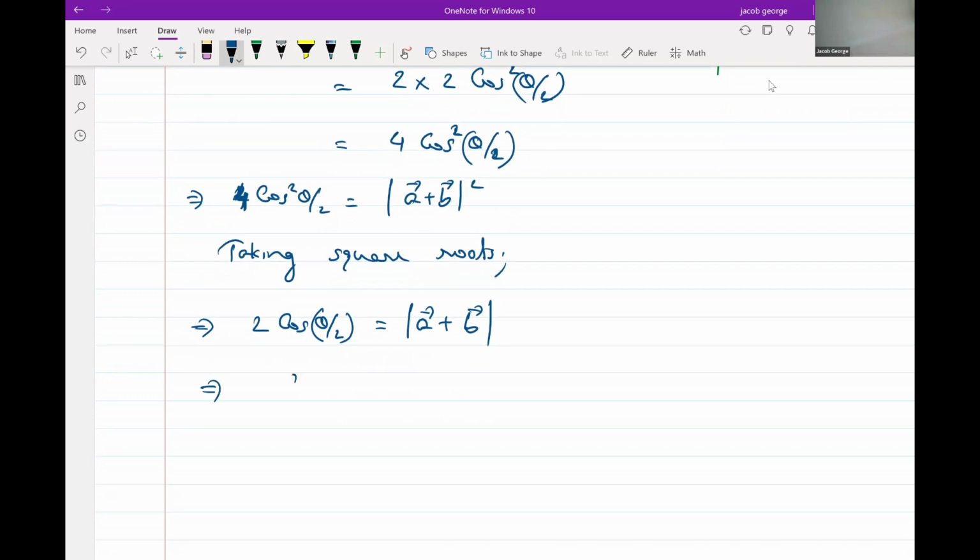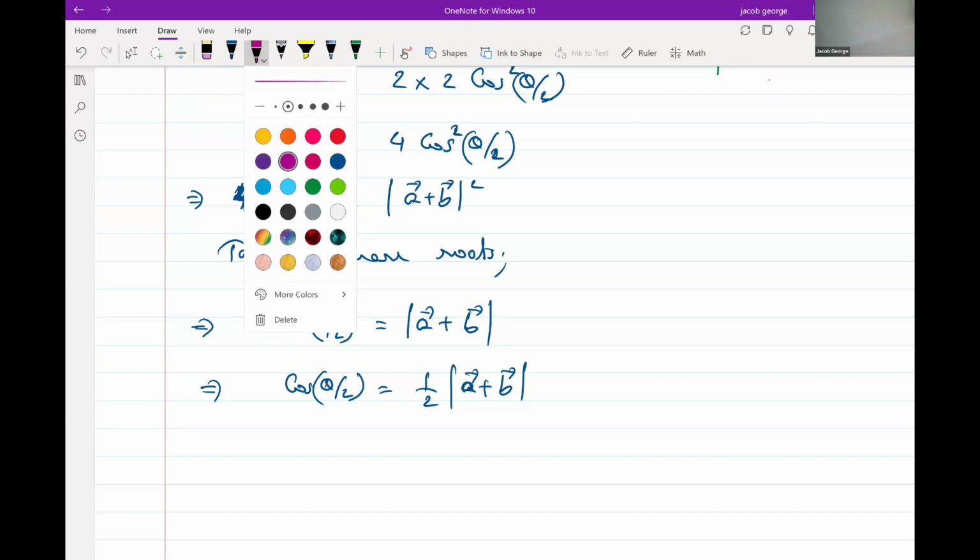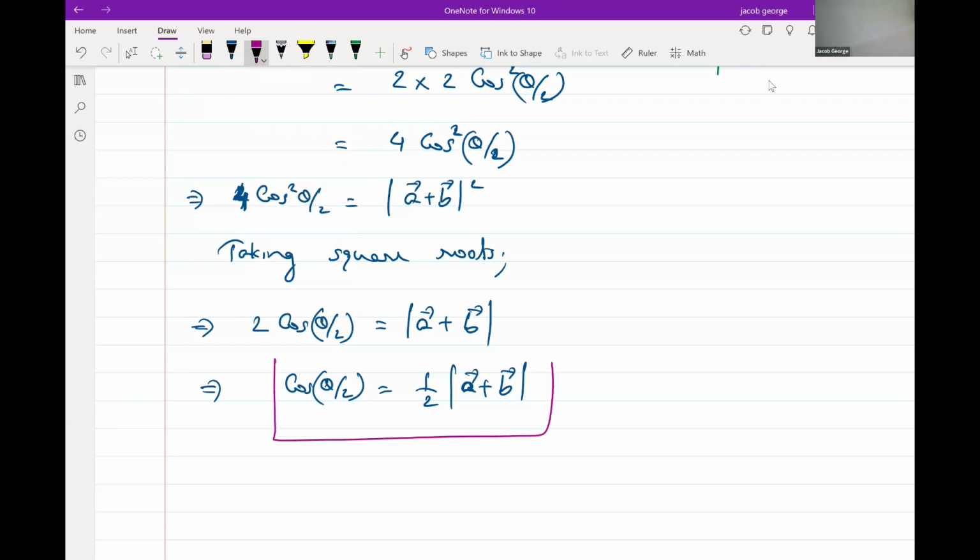What is cos theta by 2 from here? Half of magnitude of vector A plus vector B. This is the complete answer to this question. Cos theta by 2 is equal to half of magnitude of vector A plus vector B. Is it clear? Yes.